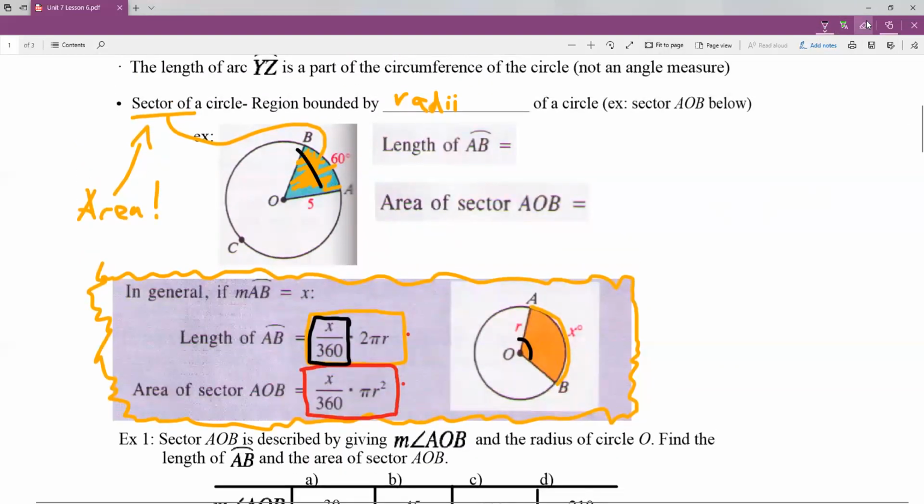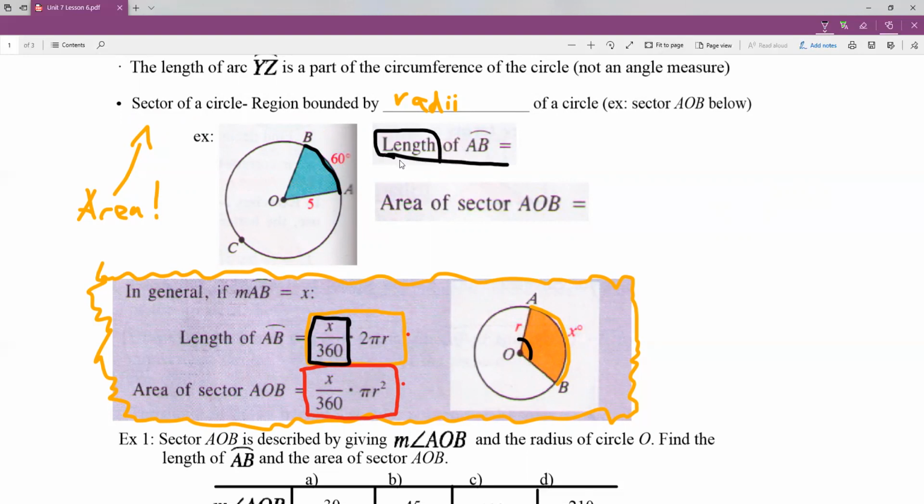So let's give it a shot in this example. Here they're asking for the length of AB. Are they asking for the distance from A to B, or are they asking for the angle measure? Well, there's no little m in front of the AB, plus it says length, so they're asking for the distance between A and B along the circle. Luckily, we have a new formula for that. All we have to do is take the degree measure, which is x, divide it by 360, then multiply it by 2 pi r. So I'm going to take my angle measure, which is 60, so I have 60 over 360 times 2 pi, and r in this case is 5.